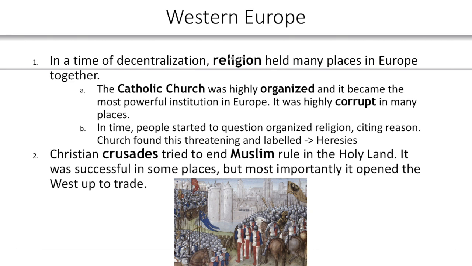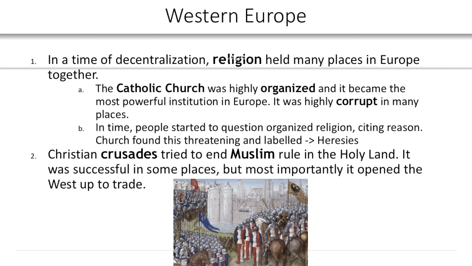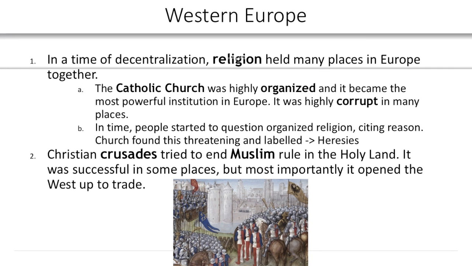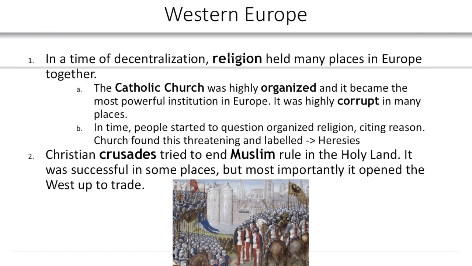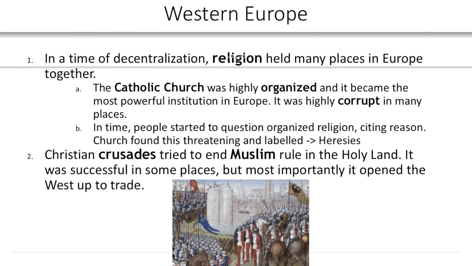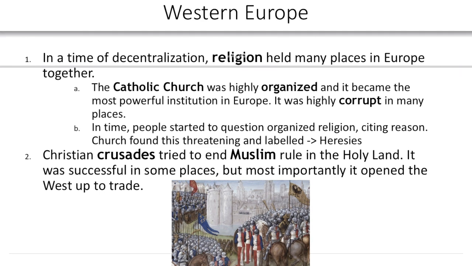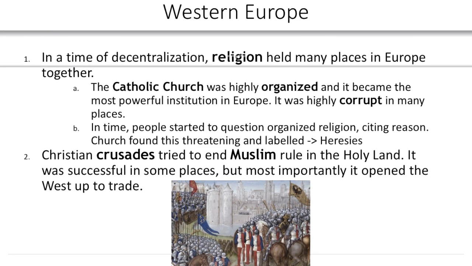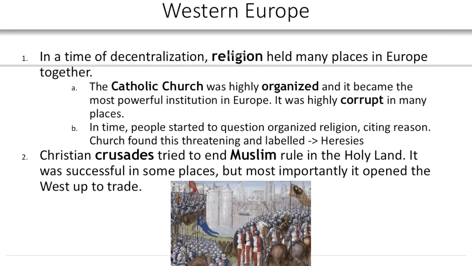So, in a time of decentralization, religion held many places in Europe together. The Catholic Church was a highly organized institution, but it was also very corrupt. So it almost kind of perverts the ideas that are expounded in the Bible, and we'll see that this comes to a flashpoint with the Protestant Reformation in units 3 and 4, which we'll talk about later. But the church is highly corrupt in some ways.